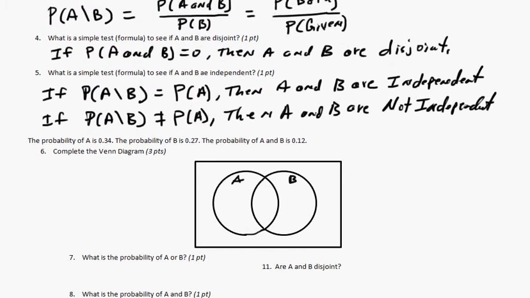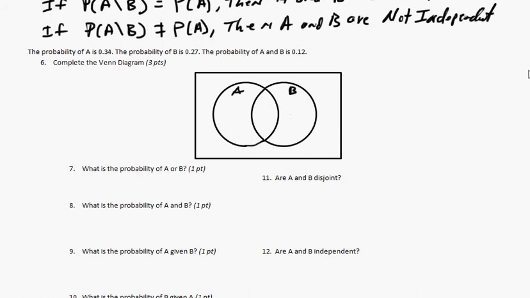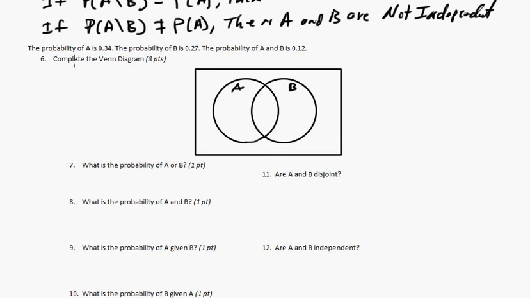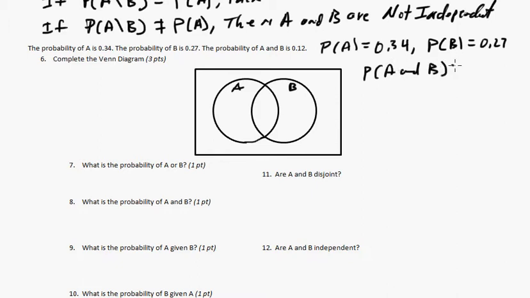Okay? Alright, so now let's try out these formulas. So we're being told the probability of A is equal to 0.34. The probability of B is equal to 0.27. And the probability of A and B is equal to 0.12. So for the Venn diagram, this is 0.12.